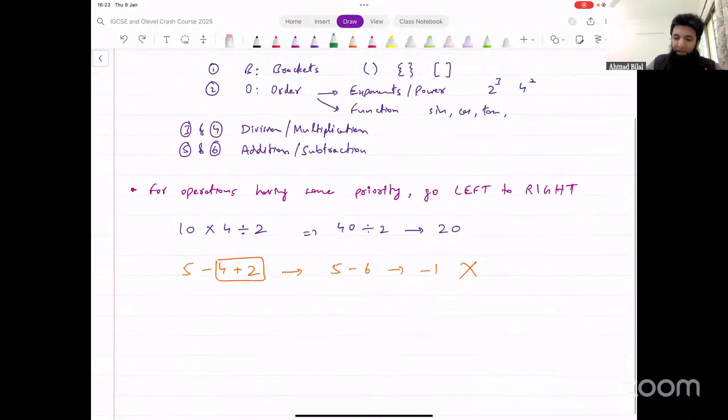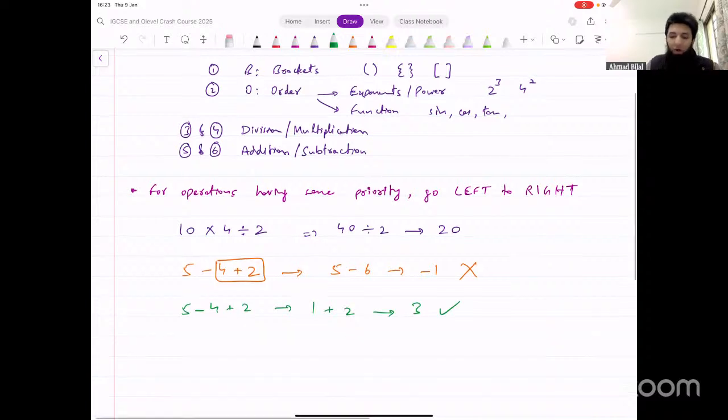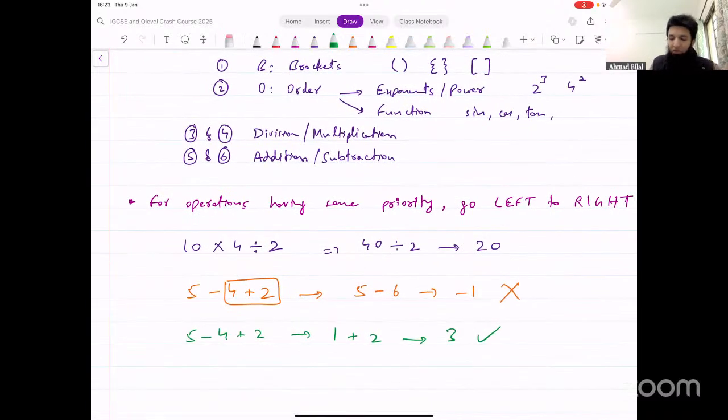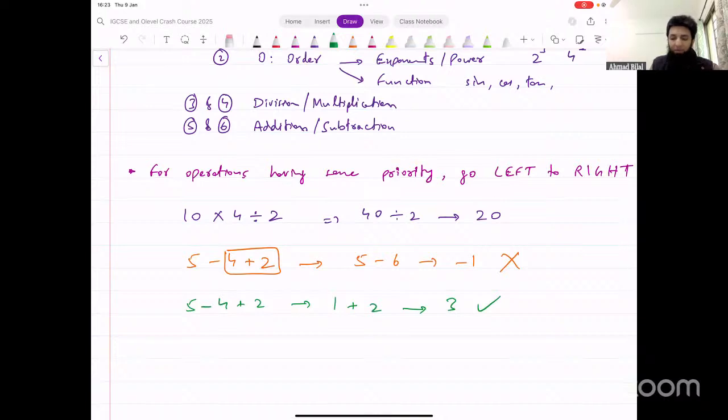So the correct way of evaluating this expression would be that you first of all do 5 minus 4. What does that give you? That gives you 1. And then you do 1 plus 2, and that results in 3. And that's the correct result. So for operations having the same priority, you go left to right. Okay, you go left to right.